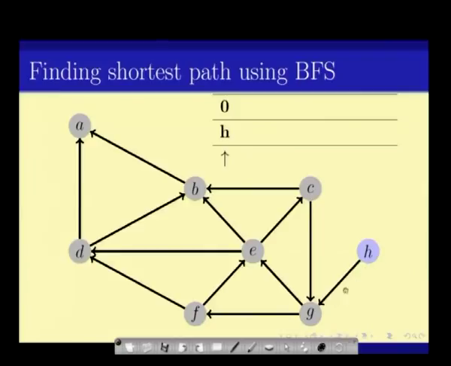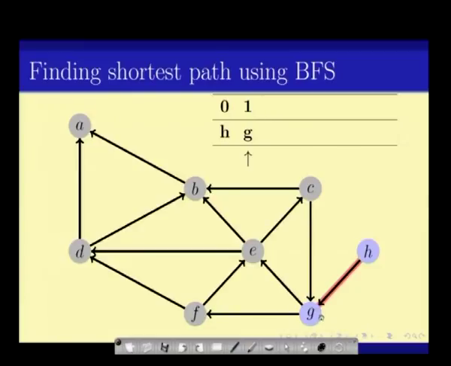Now, we look at the first vertex here, which is H, and look at all its neighbors. It has only one neighbor, G. So, we take that G and put it in the queue, and since G is being approached from H, we say that the distance of G from H is whatever the distance of H was from itself plus 1, which in this case is 1.